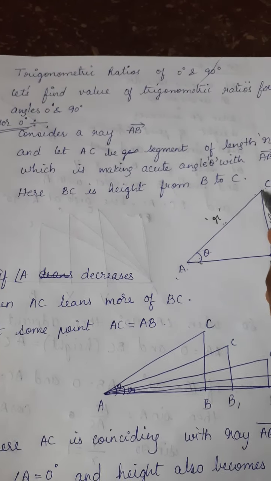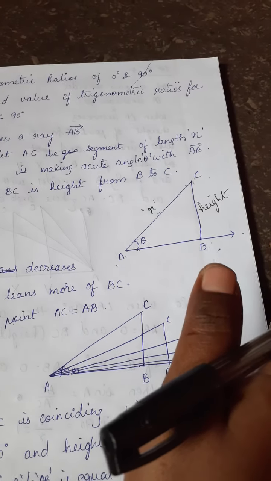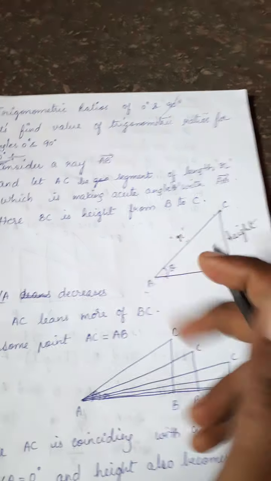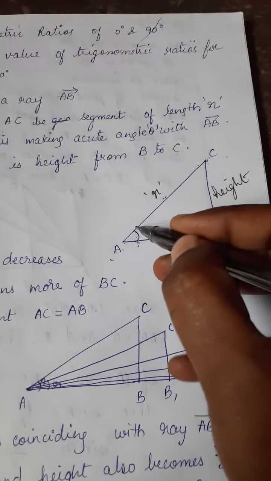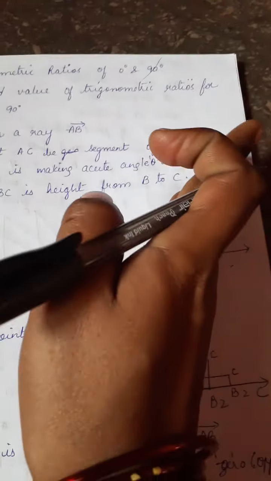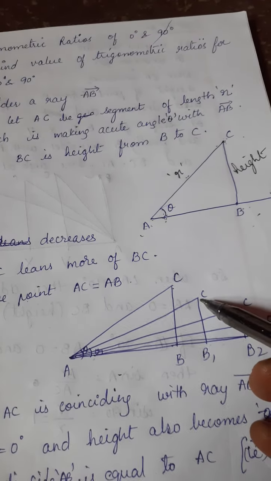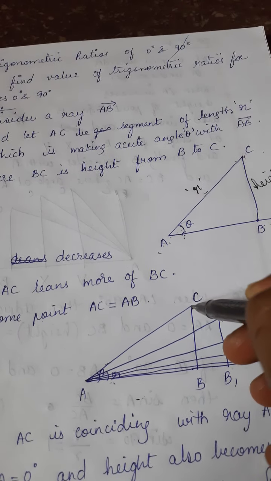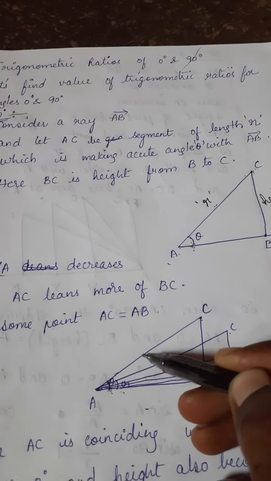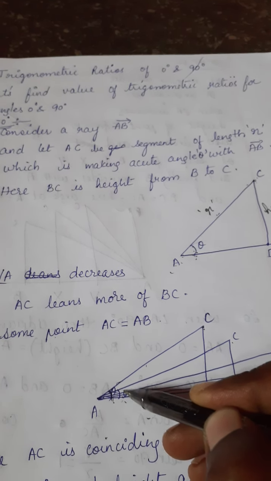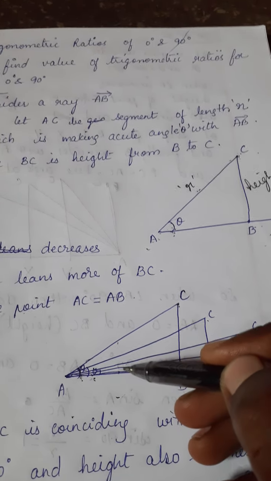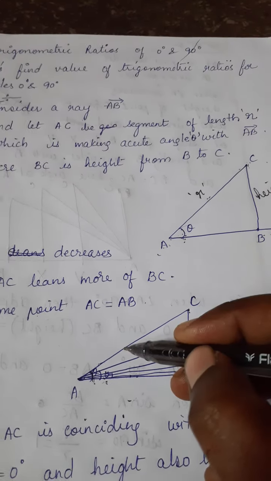When you lean this AC a little bit down towards the ray, theta decreases. Let us suppose theta is 60 degrees. When you bring AC a little bit down, theta also decreases. On your protractor, it becomes, let us assume, 45, and when you decrease still more, the theta will be 30. These angles are our assumptions, but the angle decreases.